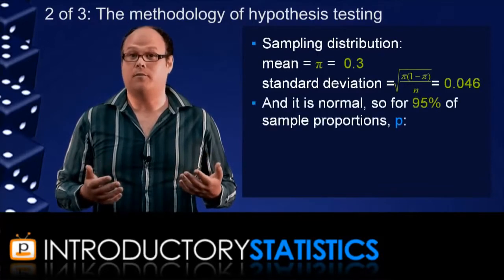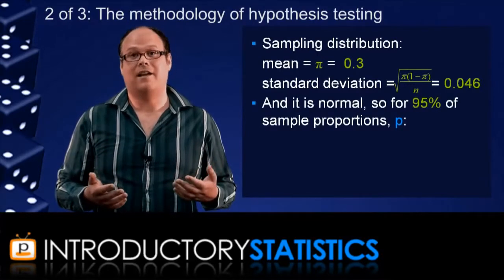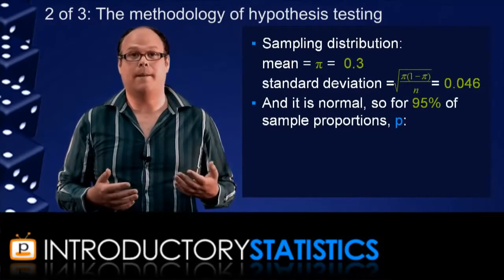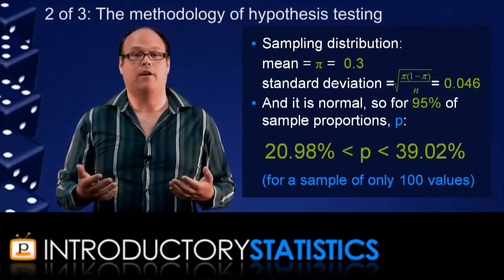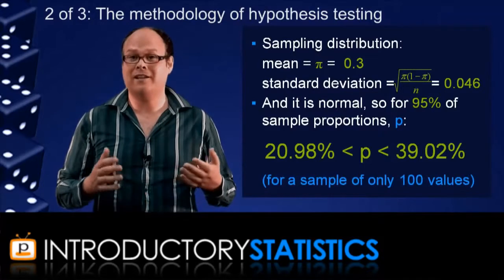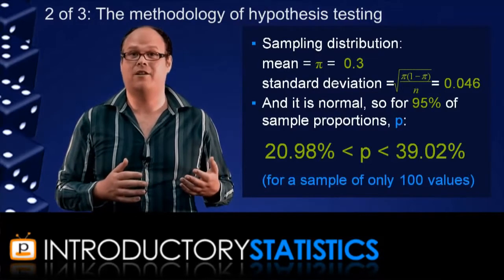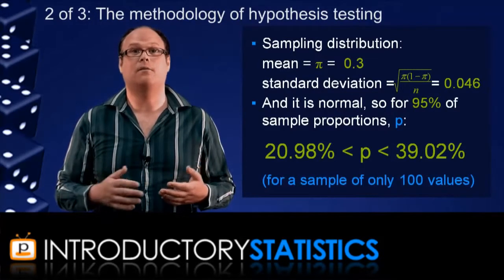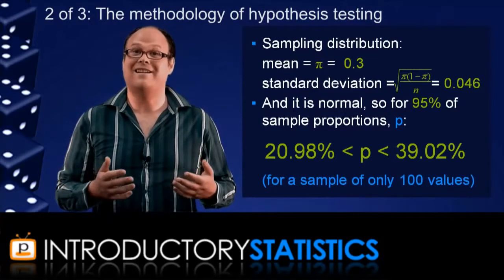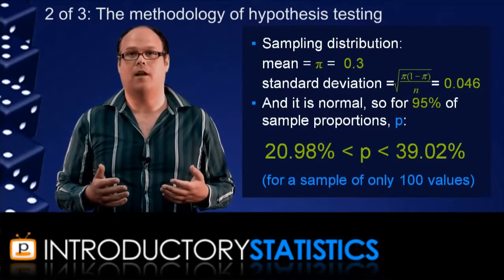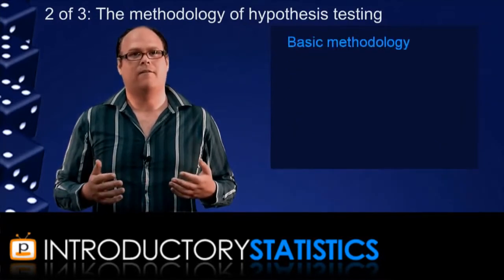And because the normal distribution acts so nicely, we can say things like 95% of all sample proportions will fall between 20.98% and 39.02%. So if we collect a sample and it isn't in that range, we'll reject the assumption. That is, we'll reject the null hypothesis. On the other hand, if the sample proportion is in that range, we won't reject the null hypothesis. So that is where the method for testing comes from.